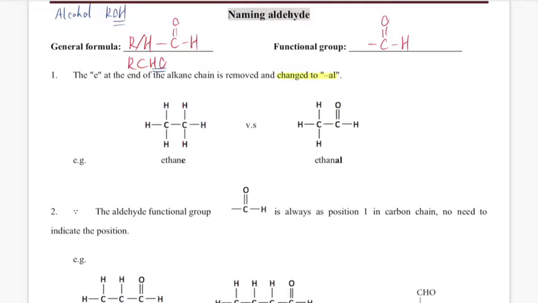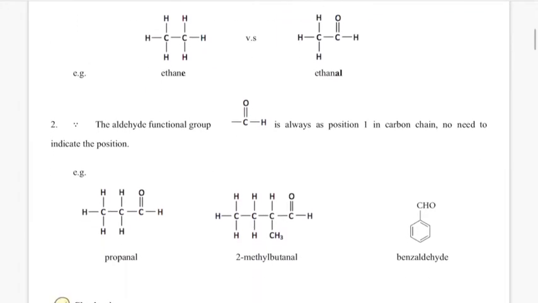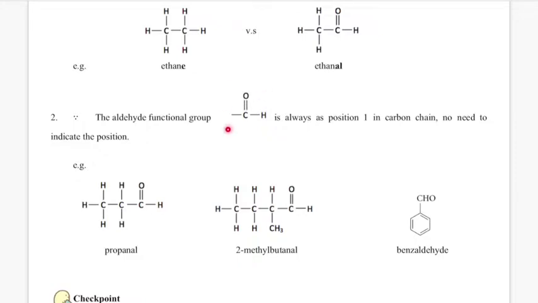So we would just change the ending, so it will be named as ethanal. Because for aldehyde, the functional group must be attached to the end of the carbon chain, there's no need to indicate the position of the functional group, just like alcohol and carboxylic acid. It's always position 1 in the carbon chain.